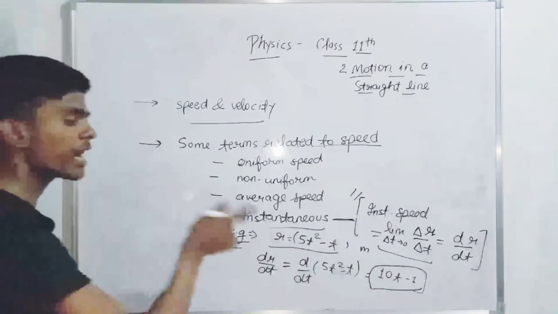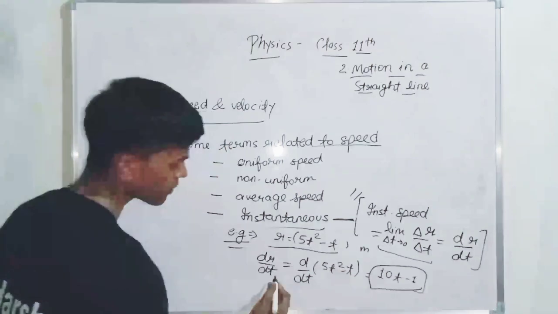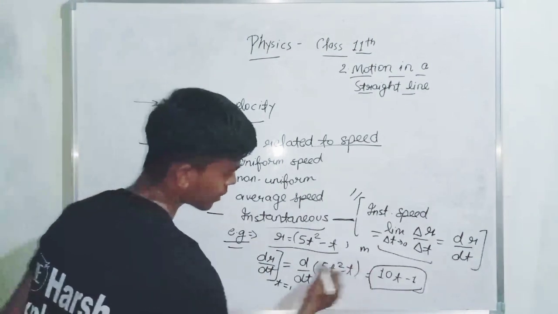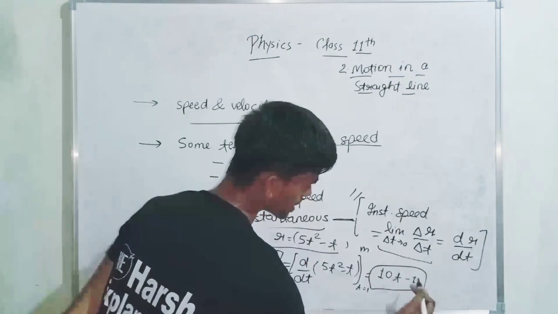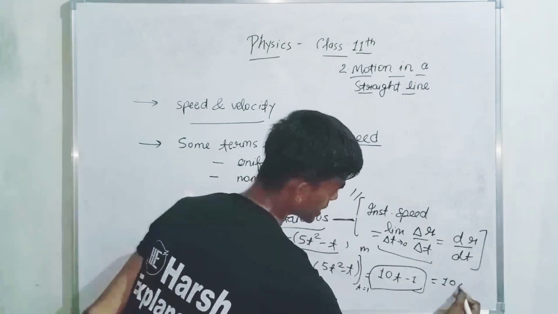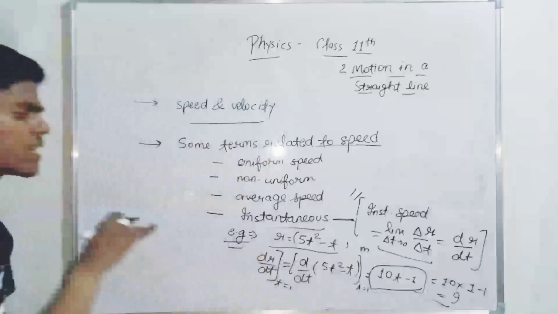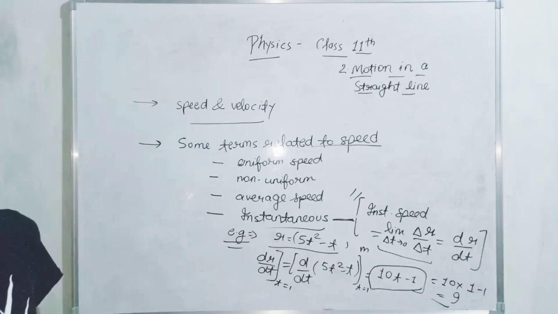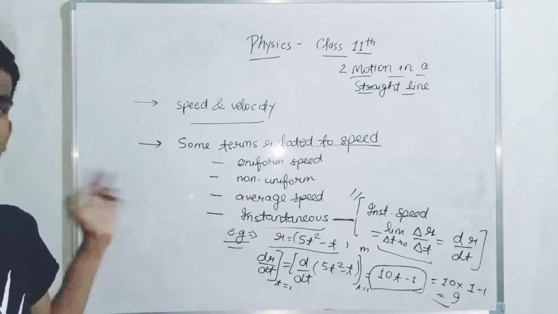If we have to find the value at a particular time, we can. Suppose we have to find the value at t is equal to 1. We can easily find it by putting t is equal to 1 in 10t minus 1, and we get 9. So this is an example of instantaneous speed. We will also solve questions in our upcoming videos, with examples in a very basic way. These were the topics covered in our previous videos.